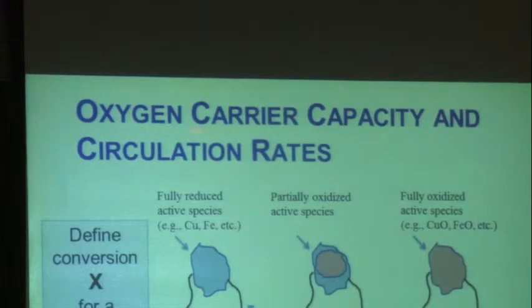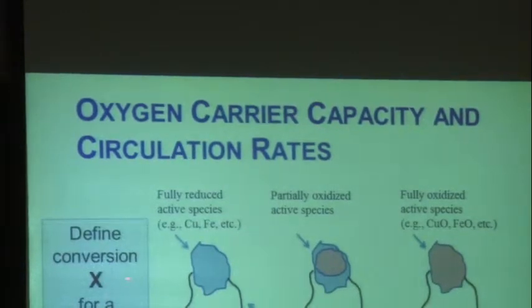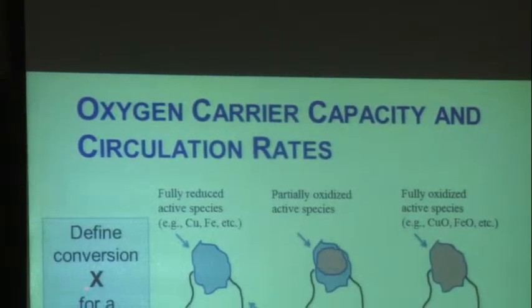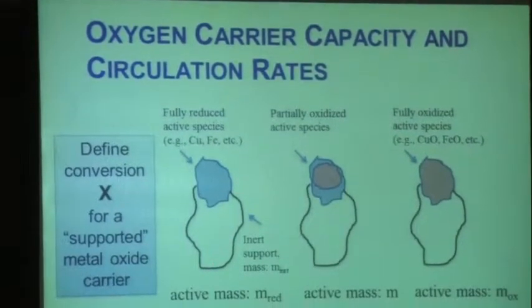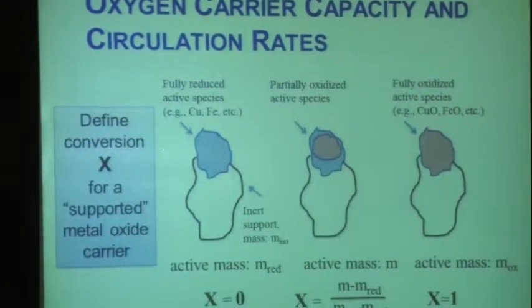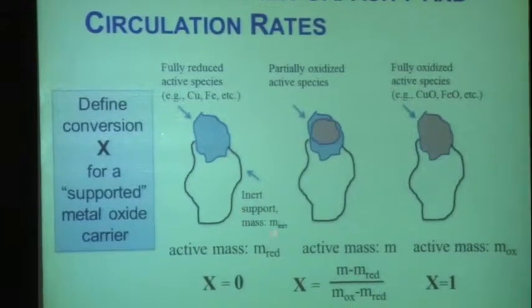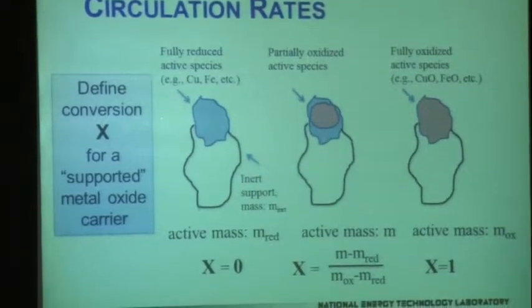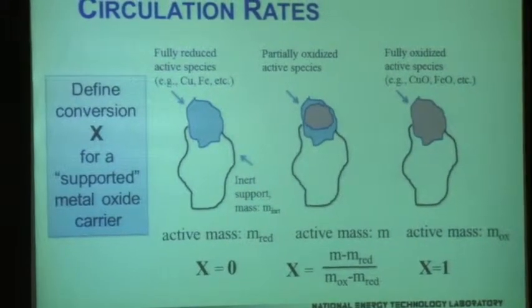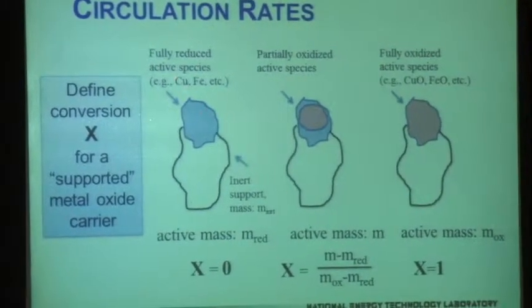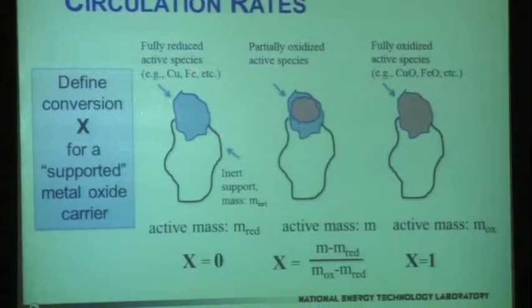All right, so I just want to put some nomenclature together here for you. The conversion for a supported metal oxide carrier. Supported means you might put that metal oxide, for a whole bunch of reasons, on an inert support, like aluminum oxide, right? Because it's not going to enter into that reaction. You might want to put copper or iron on that. And here I'm showing it in a fully reduced state.